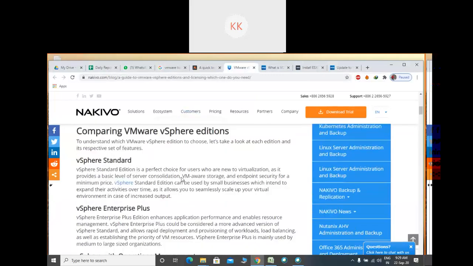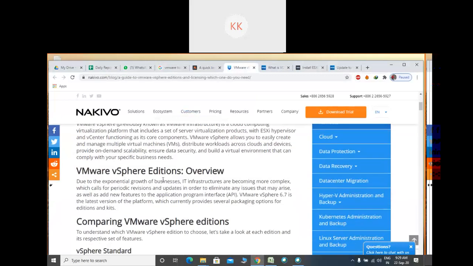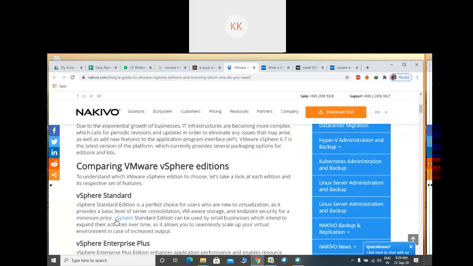About vSphere, I think you know, so I'll not go into this one. Today I'll start the session from the editions of vSphere. There are 3, or you can say 4, common editions in VMware. The very first one is the Standard edition.